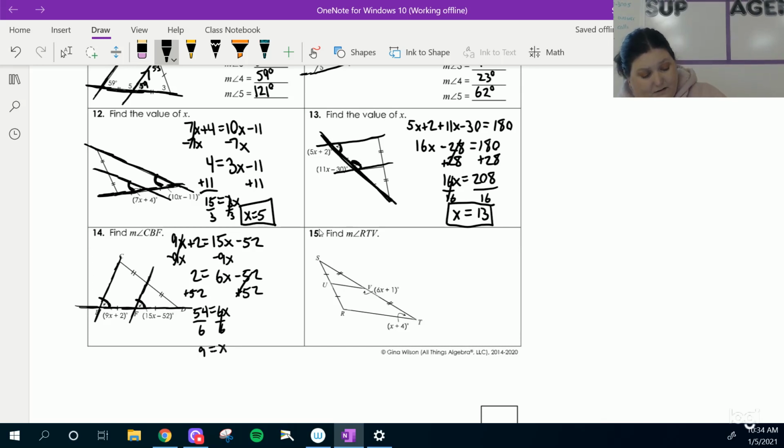So what I'm going to do is I want to know this angle here. So I'm going to take 9 and plug it in for 9x plus 2. So I get 9 times 9 plus 2. 9 times 9 is 81, and 81 plus 2 is 83. So that's equal to the measure of angle CBF.